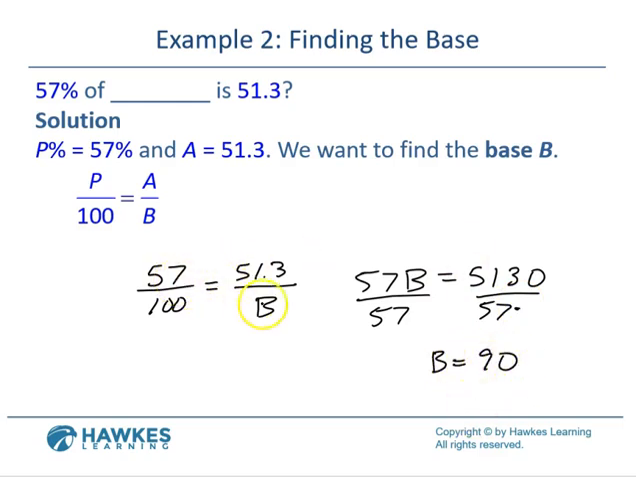So we know that 57% of 90 is 51.3. So that would be our B. And you can always go back and double check yourself. Okay, let's do another one.